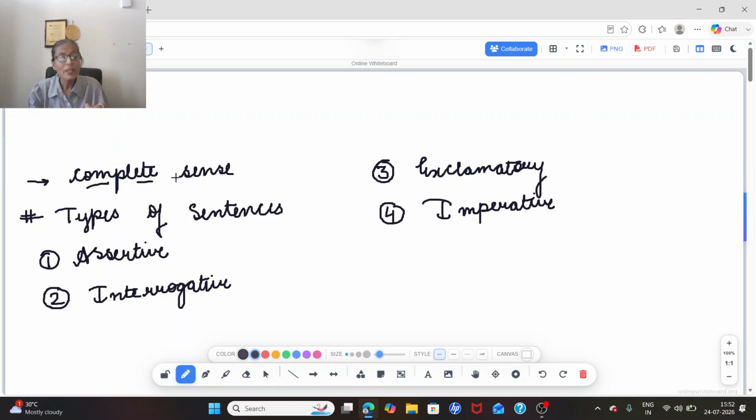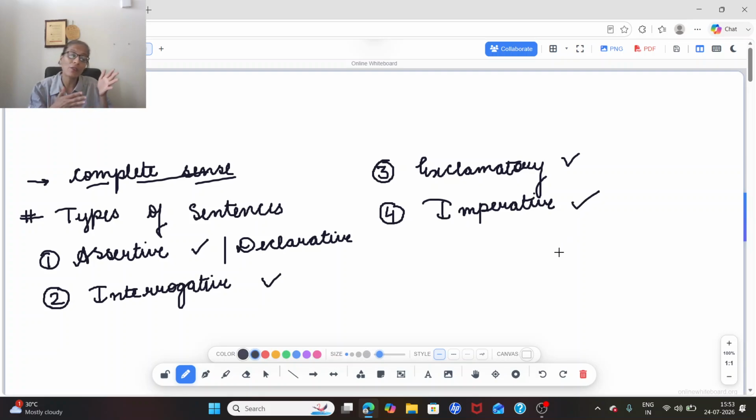So we studied the first rule: a sentence is a sentence only when it makes a complete sense. Second, we talked about types of sentences. The first is assertive or declarative, where we declare something or make a positive statement. The second type of sentence is interrogative, where we ask a question. The third type is exclamatory, where we use some words to express something. Then the fourth type of sentence is imperative, when we give an order, request or command.